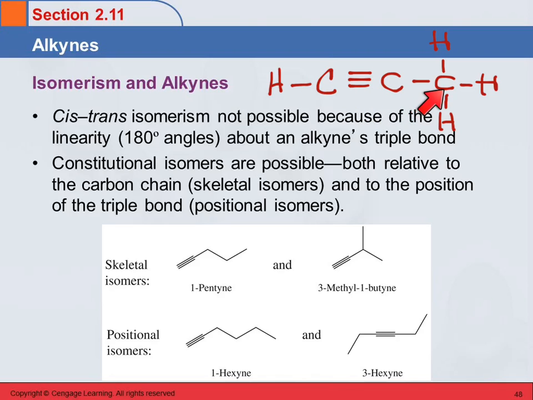The geometry around this carbon, it has 4 bonds. That's going to have a tetrahedral geometry. So the alkenes with the double bond had a trigonal planar geometry on those carbons, and the alkynes have a linear geometry. And when we draw these line structures, we draw them roughly how their angles are.